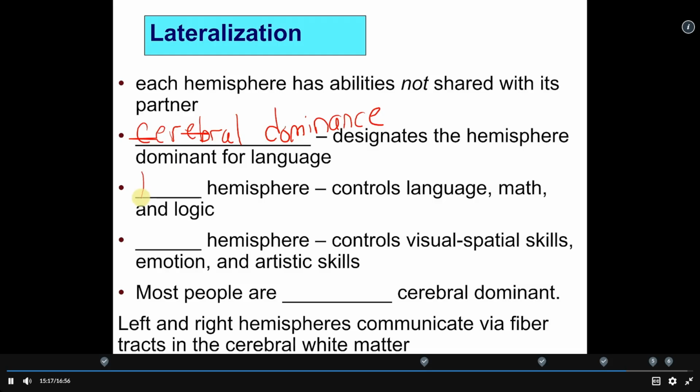90% of people are left cerebral dominant. That means in 90% of people, the left hemisphere controls language, math, and logic. The left hemisphere. So again, cerebral dominance, if the left hemisphere controls language, math, and logic, you would say, I am left cerebral dominant. If you are left cerebral dominant, then that means that the right hemisphere controls visual spatial skills, emotions, and artistic skills. Visual spatial skills include, among other things, reading body language in someone's face.